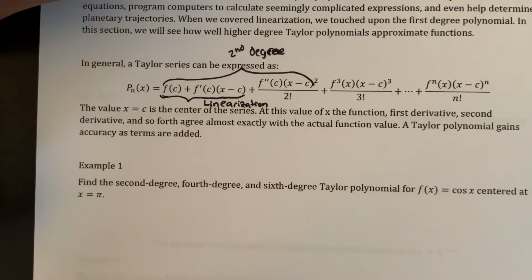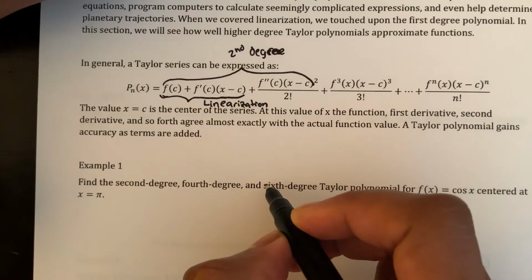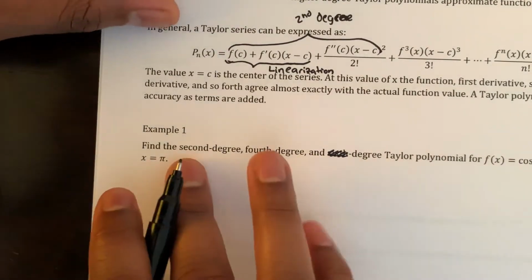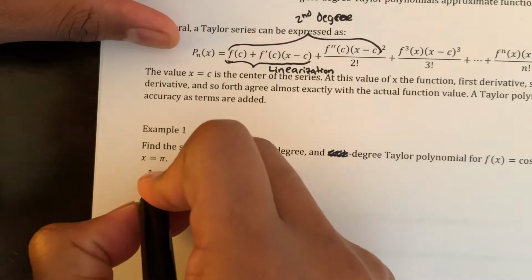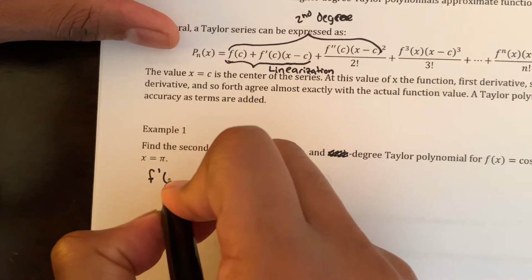We're going to do example 1. We're going to find the 2nd and 4th. Let's not do the 6th, it's just overkill. So if we're going to do the 2nd and 4th degree, let's just go out to the 4th, which means that we need the 4th derivative.